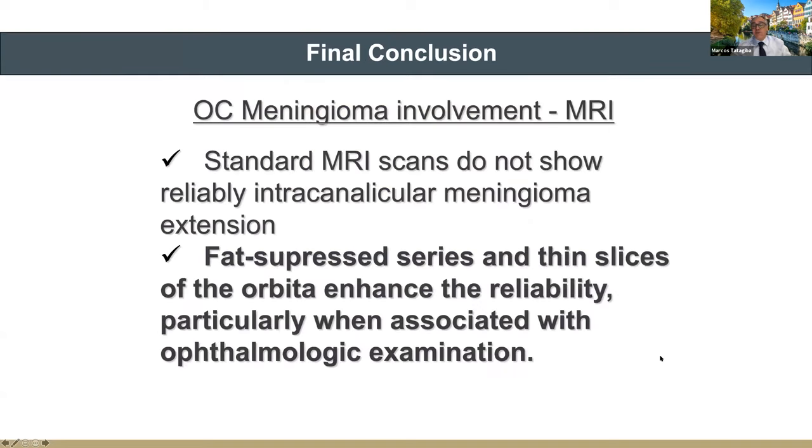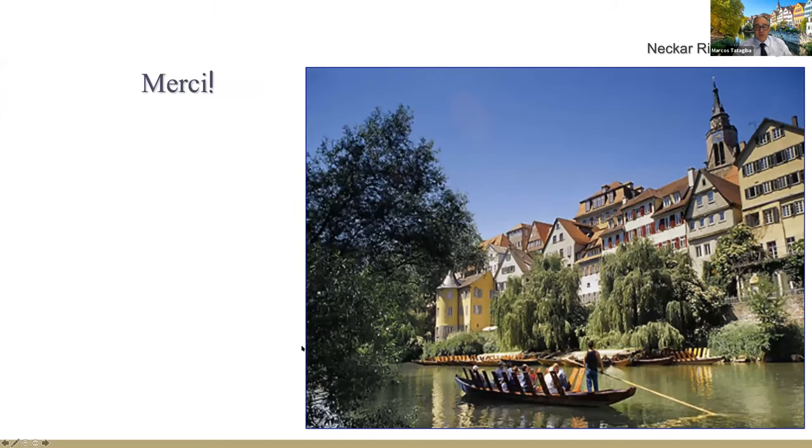If you put all these things together, then you come to the conclusion that the best one in these cases is to repeat the MRI using fat suppression series with and without contrast, thin slices through the orbit, and associate these with ophthalmological examination. Combining these methods, you have very reliable information whether you should open or not the optic canal. And this is now our standard in our department. So merci beaucoup. Thank you very much for your attention. I hope I was clear with my message.